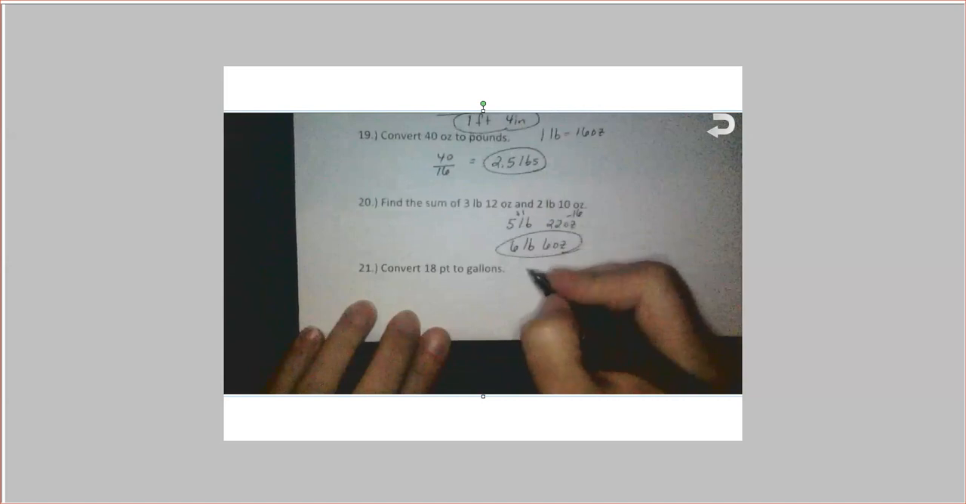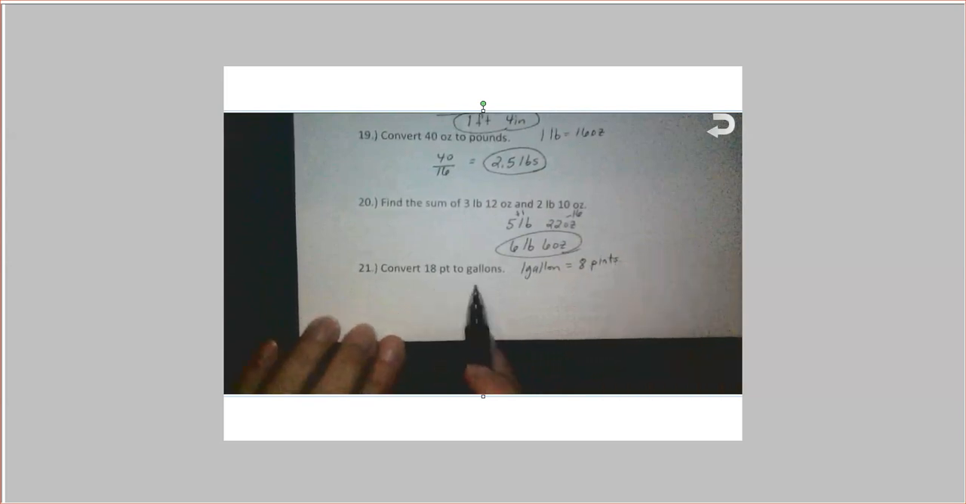Number 21 asked me to convert 18 pints to gallons. Well, we need to remember that 1 gallon is equivalent to 8 pints. So if I have 18 pints, I can divide 18 by 8, and that will be 2.25 gallons, or you could write that as 2 1/4 gallons. Make sure you give your correct label on that problem as well. All right, number 22 asks me to divide 5 gallons and 1 quart by 3.